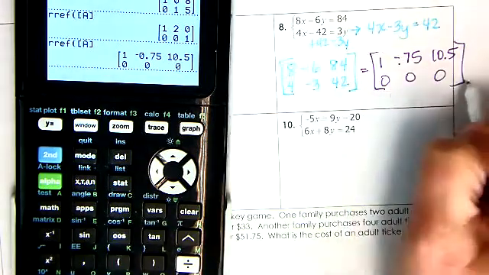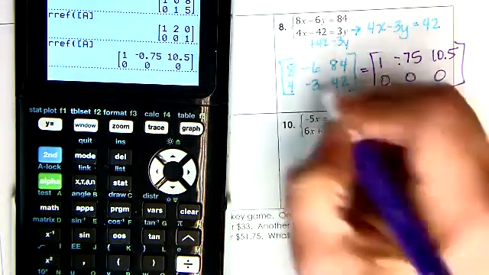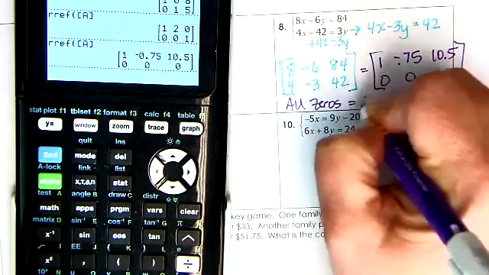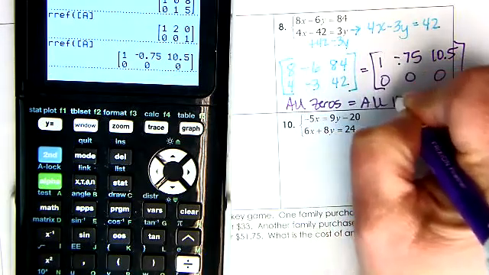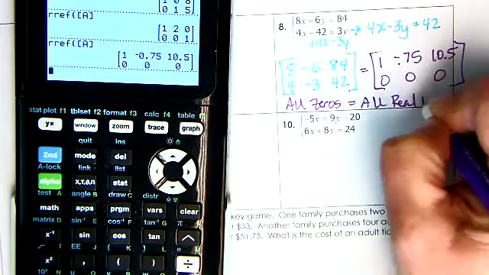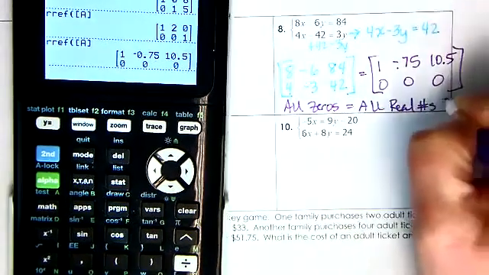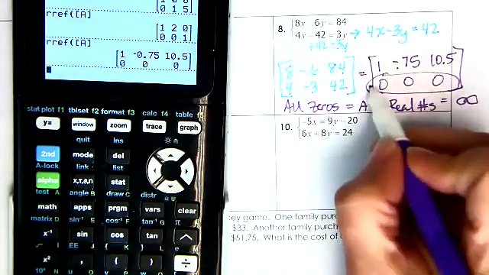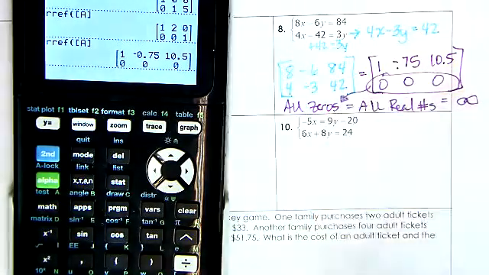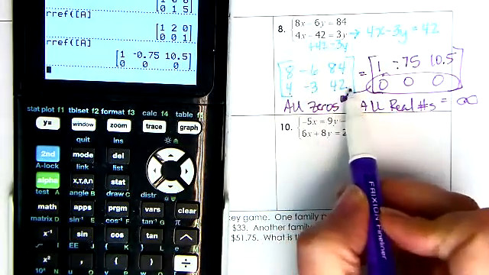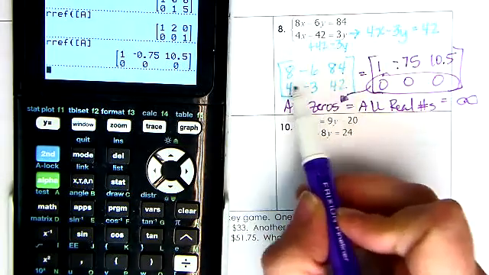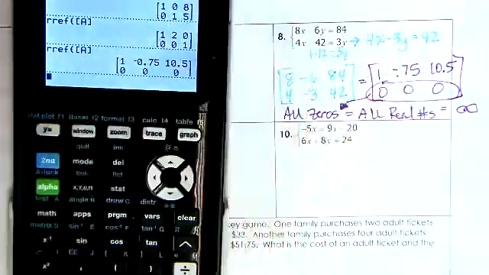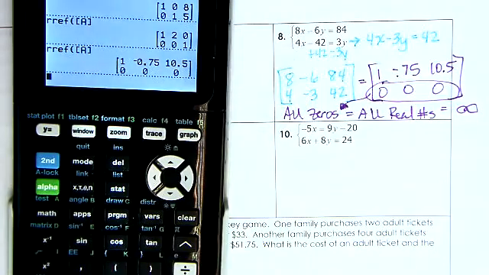Because this is all zeros, it is all real numbers. All zeros equals all real numbers, which is the infinity symbol. Which, if you notice here, if I multiply this times 2, I get the exact same equation. If it's the same equation, then that means it's equal to, that's kind of blurry, sorry about that. Okay, one last problem.